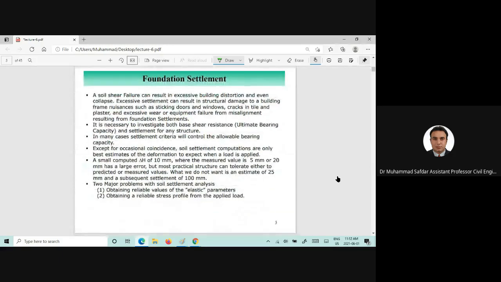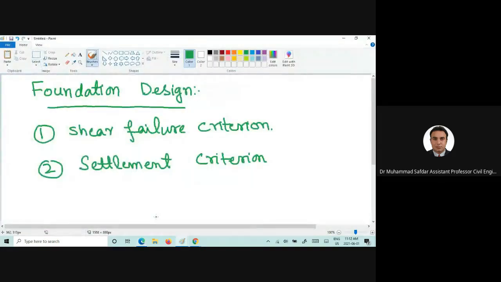So starting with the foundation settlement, as you remember from our earlier lecture, there are two foundation design criteria. One is the shear failure criterion, and the other is the settlement criterion. Chapter 2 was related to the shear failure criteria, in which we discussed how we can find out the bearing capacity of the soils. Chapter 3 would be dealing with the settlement criteria.